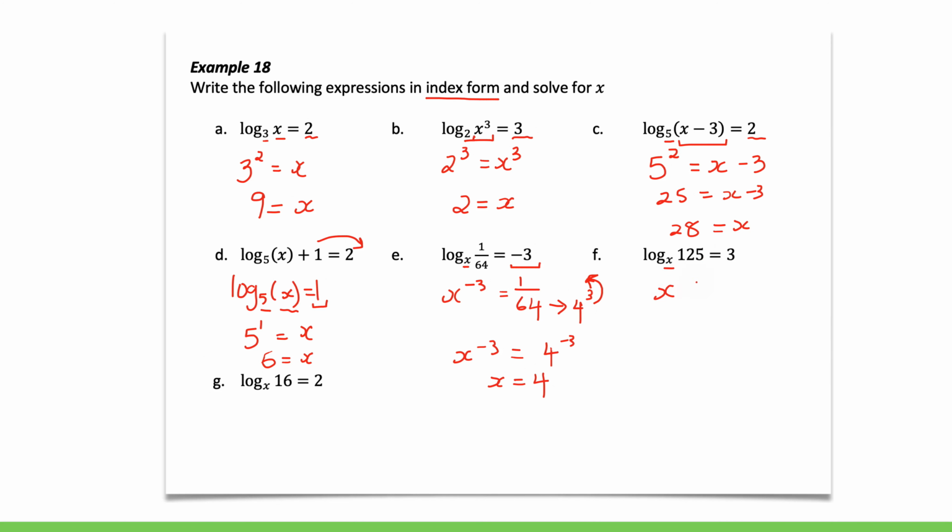Again, base, power, inside value. I want the powers to match, so can I rewrite 125 as something to the power of 3? Yes, I can. That will be x is equal to 5. And again for g, the base x to the power is equal to the inside value. This will be equal to something squared, because I want the powers to match, and that will be 4. Therefore, x is equal to 4.